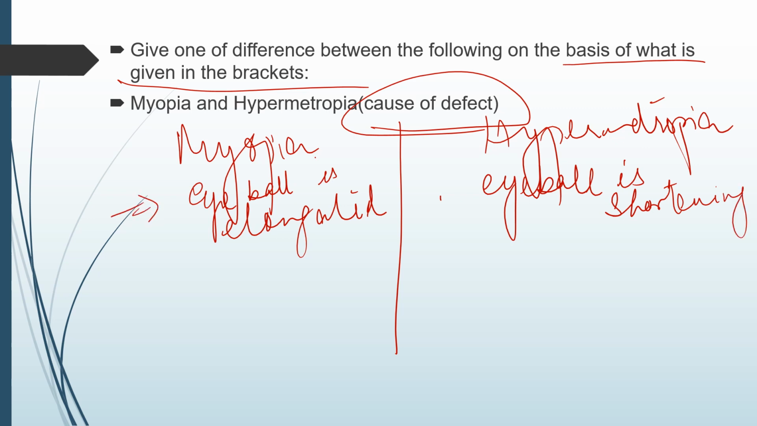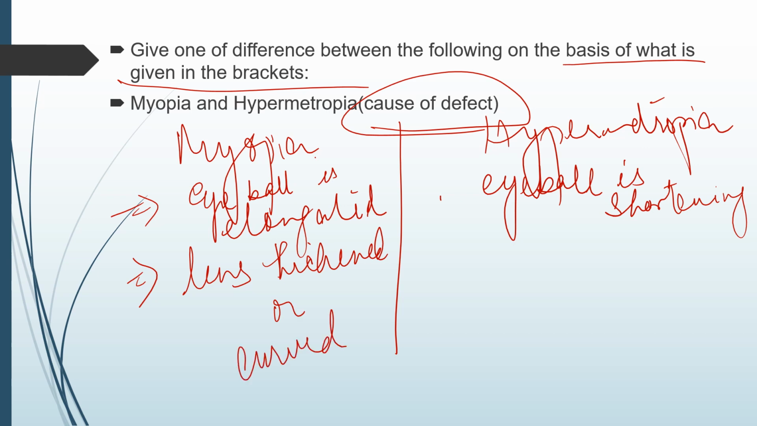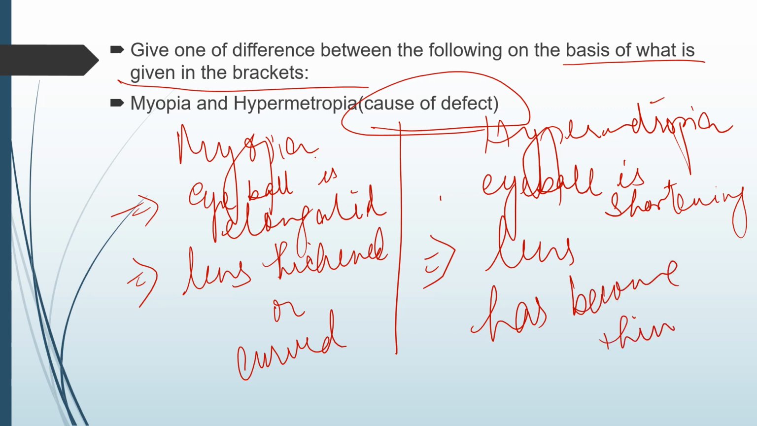Okay, the first point. Now the second point: in myopia, the lens has become thickened or curved, but in hypermetropia, the lens has become too thin. So the lens has become thin. These are the two major differences on the basis of the defect.